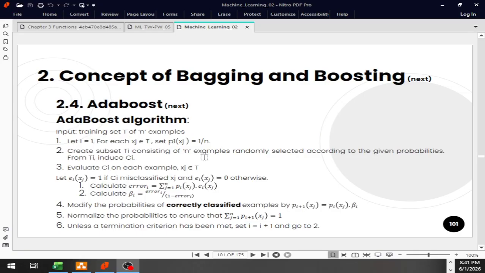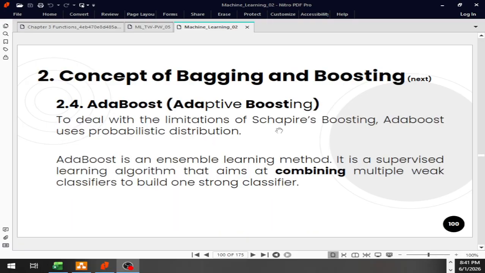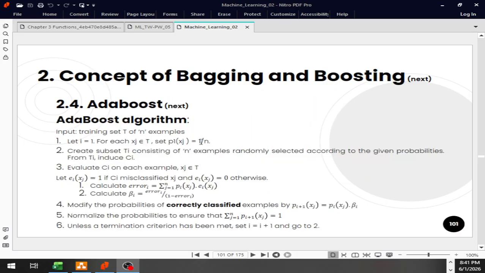basically, we know that compared to the bagging classifiers, where we have several classifiers that work in parallel, boosting is a sequence of classifiers or algorithms, one after the other, one that deals with the mistakes or the issues of the previous one. But here it says Adaboost uses probabilistic distribution. What is it about in a nutshell?